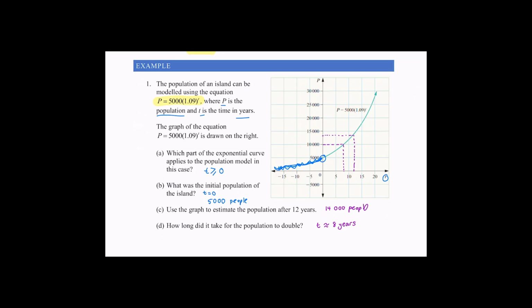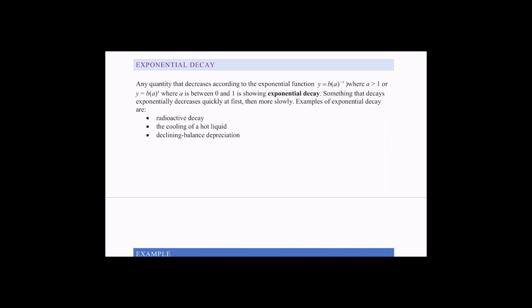Let's have a look at exponential decay. So in exponential decay, any quantity that is decreasing, and have a look at my function, the thing that shows me that it's decreasing is this negative x. Or we can have it looking like this, where a is between 0 and 1. These things show me exponential decay.